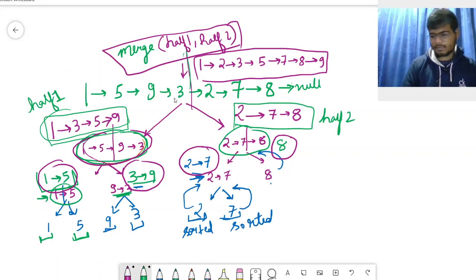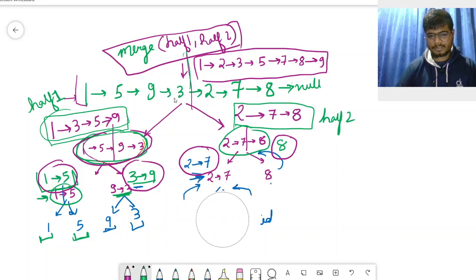For example, if I call my mid on this main function, okay, it's getting congested. Let me write it here at the bottom. Okay, I'll just use this part. Let me write here.